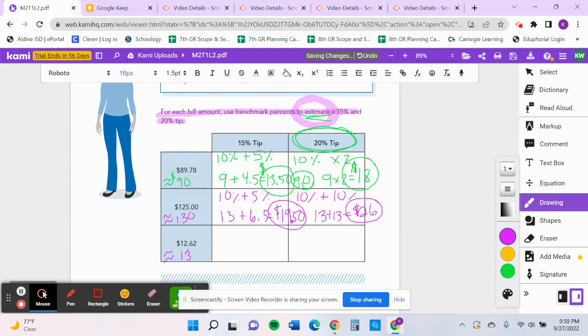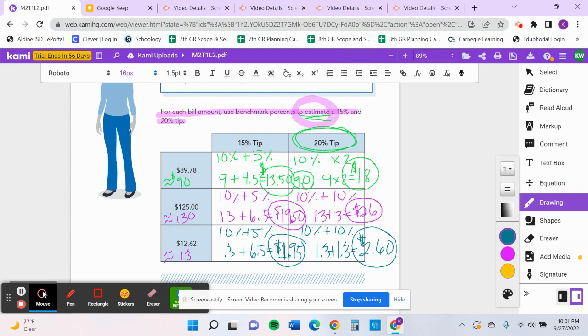On a bill that is $125, I estimated and rounded up to $130. That way I could easily identify 10% of that as being 13. Half of 13 is 6.5, so the 15% tip would equal $19.50, and the 20% tip would equal $26. And the last problem was very similar to the second one. I estimated $12.62 to be about $13.